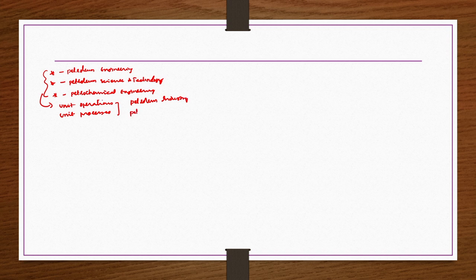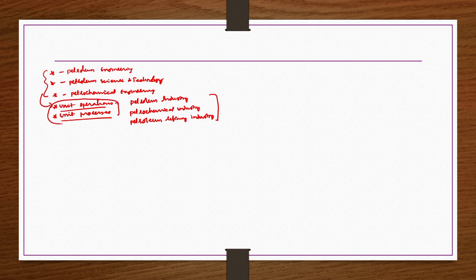What I mean to say is that whether it is petroleum industry or petrochemical industry or petroleum refinery industry, whatever it is, in these industries you have several physical changes and chemical changes. The physical or mechanical changes, we call them unit operations, and whatever chemical changes, we call them unit processes.